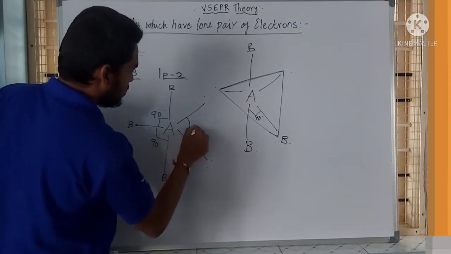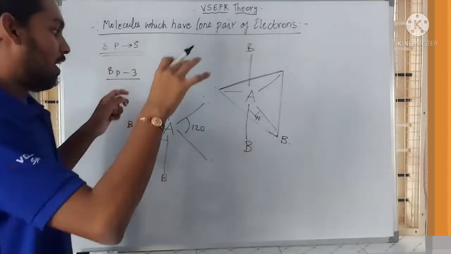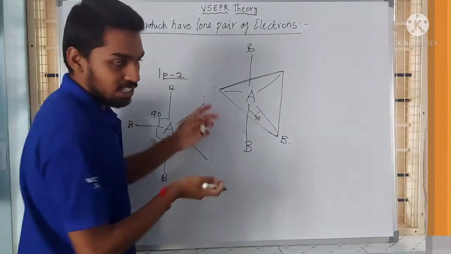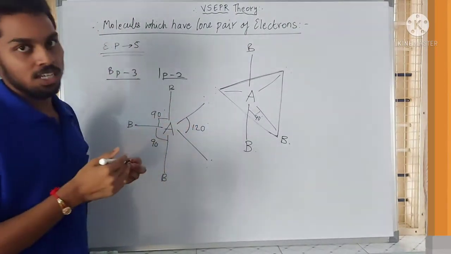And these molecules are at 120 degrees. So these are at the highest separation. These two lone pairs are at the highest separation, so there will be least repulsion between them, and the molecule becomes highly stable.